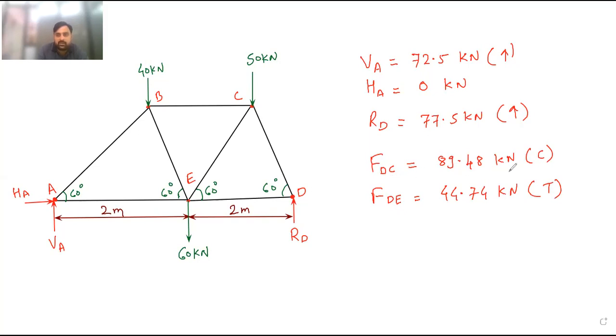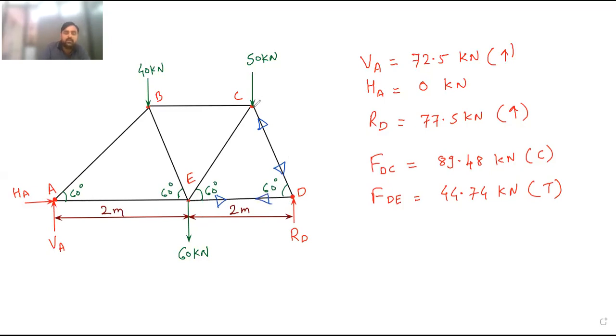So see here, DC is compressive. So the arrow must be towards the joint. So this must be the arrow for DC. It is towards the joint. Okay. And DE is tensile. So the arrow must be away from the joint. So from joint E, the arrow should be away. From joint D also, the arrow must be away.